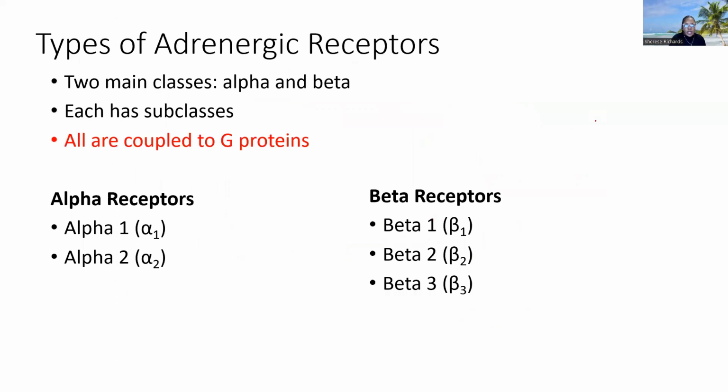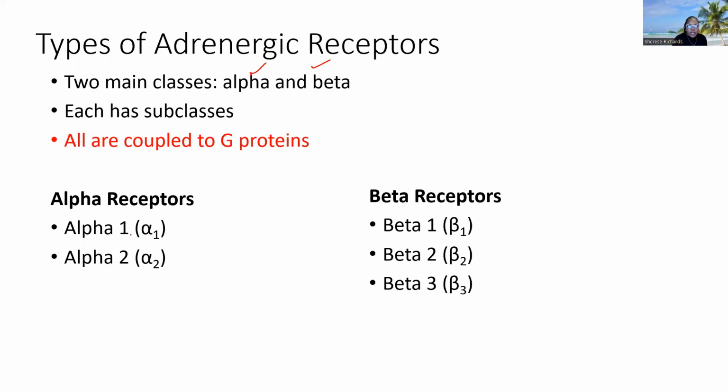Right. Let's look at the adrenergic receptors here. So we talked about the cholinergic receptors. We had two types, nicotinic being fast, muscarinic being slow. When we look at the adrenergic receptors, they're all slow. There is no fast adrenergic receptor. They are all coupled to G proteins. They're going to be two main types, and then further having subtypes, alpha and beta.